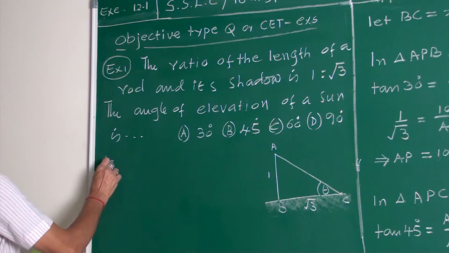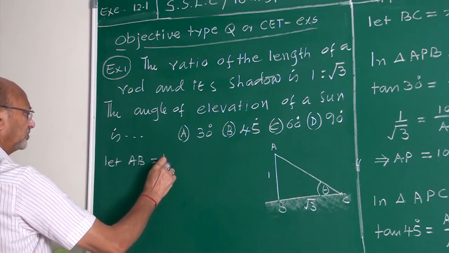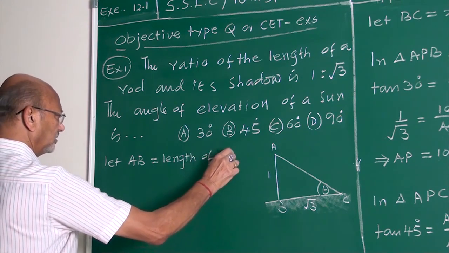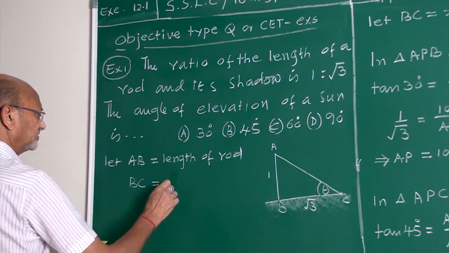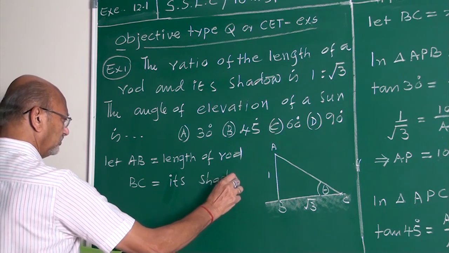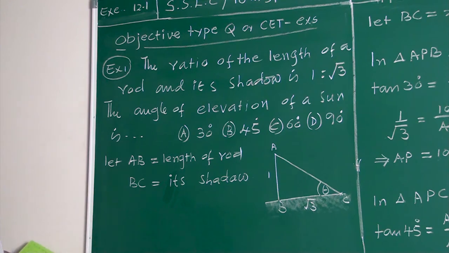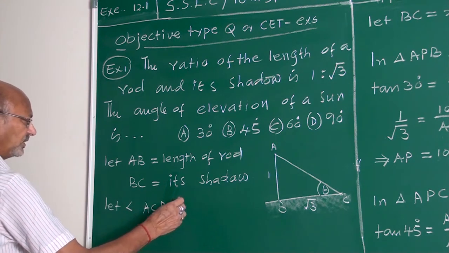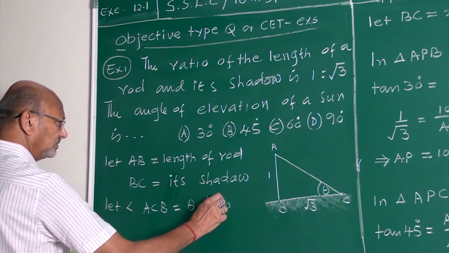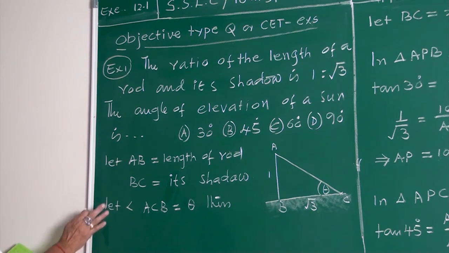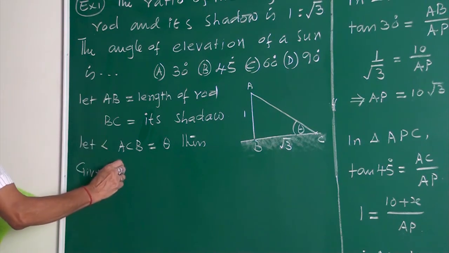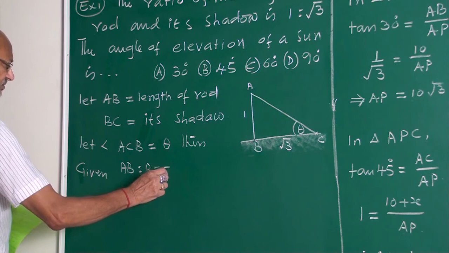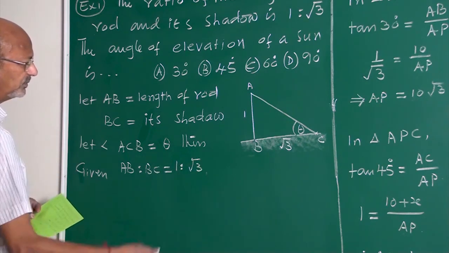Yes. Let AB be the length of the rod, BC its shadow. Now you take that angle, that angle ACB, which is an angle of elevation, is theta. Then in the triangle, given the ratio, my friends, AB is to BC is 1 is to root 3. Then AB is 1 and BC is root 3.